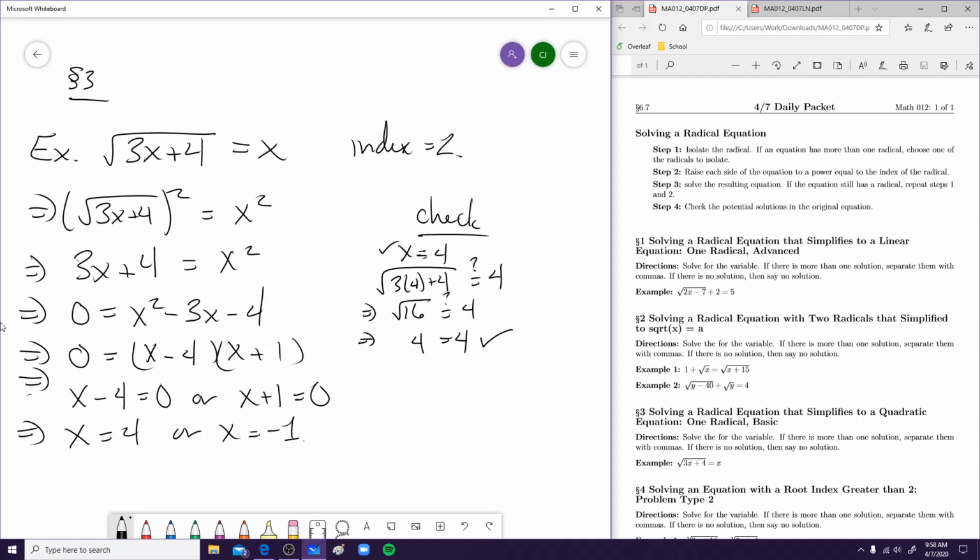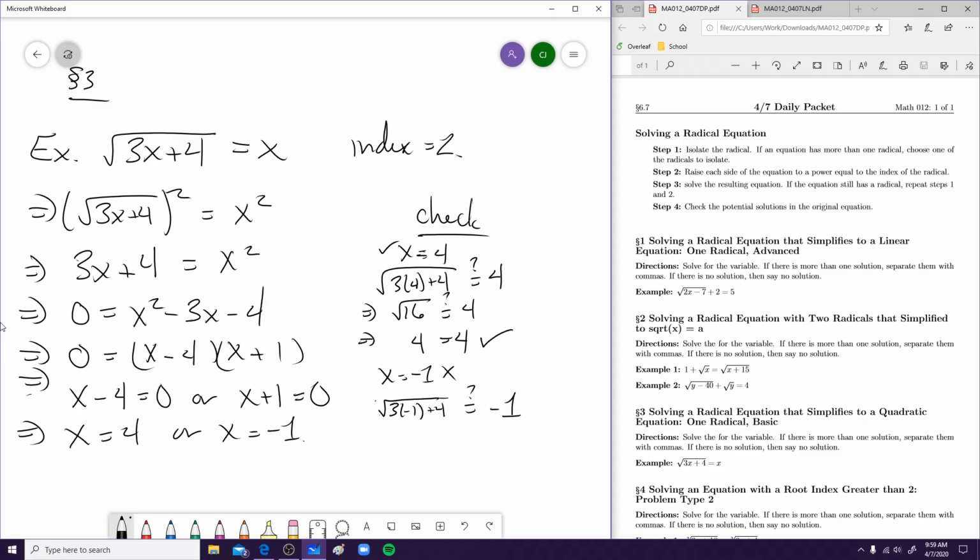Our next one that we have to check is x equal to -1. So plug that in, and when we do that, we get the square root of 3 times -1 plus 4. Does this equal -1? Right? If you want, you can still plug all of this in, but one indicator for me right away is that you know that a square root, the principal square root, can never equal a negative number. So we automatically know this is not a solution.